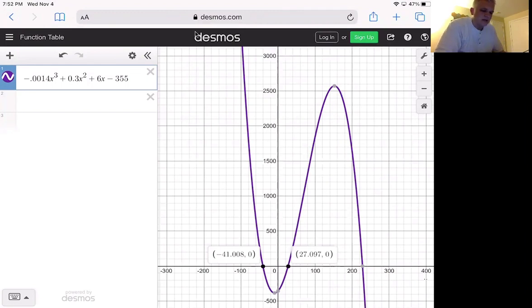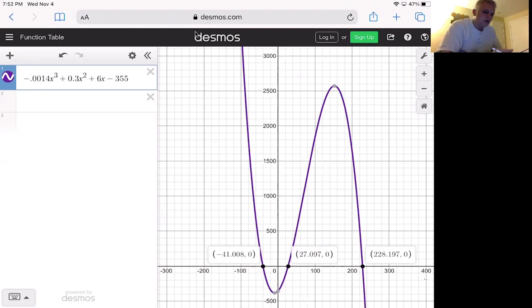All right, now 27.097, right? That's definitely one. And then if you go left bound, right bound, enter, enter, you should get 228.197 for this other real zero.